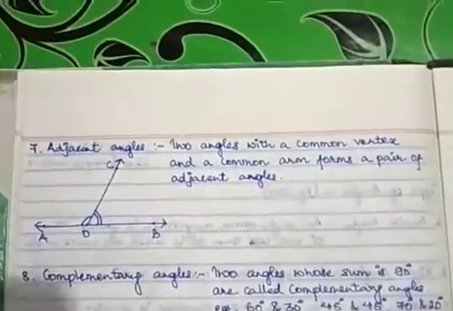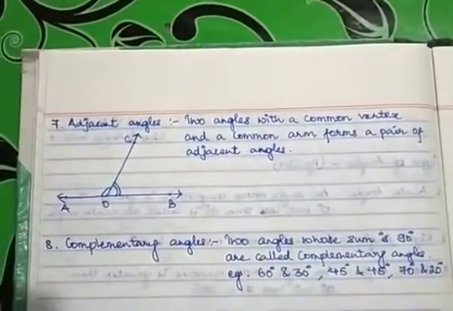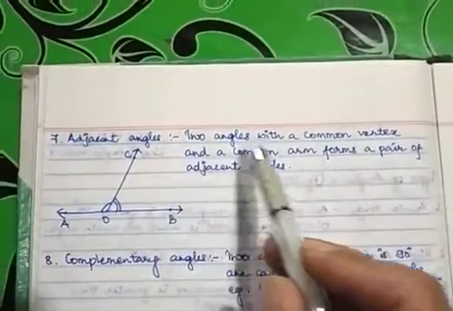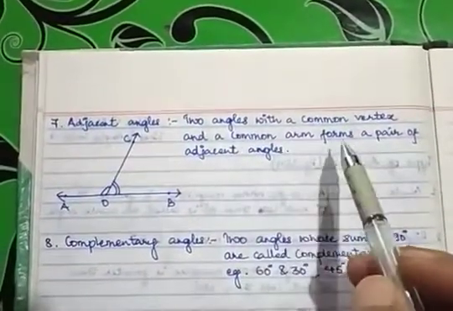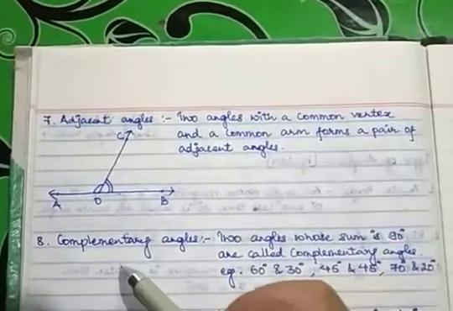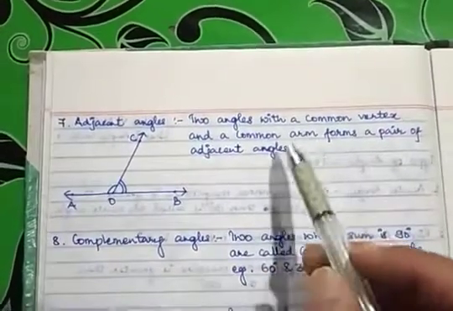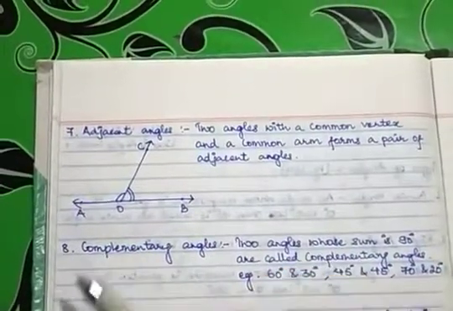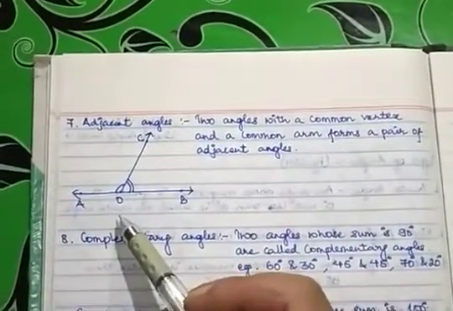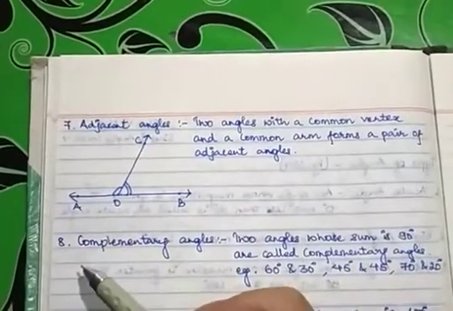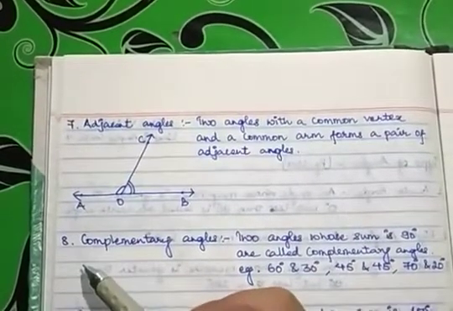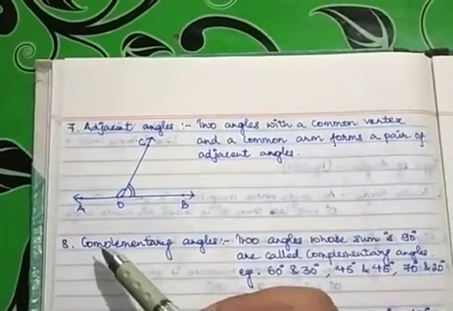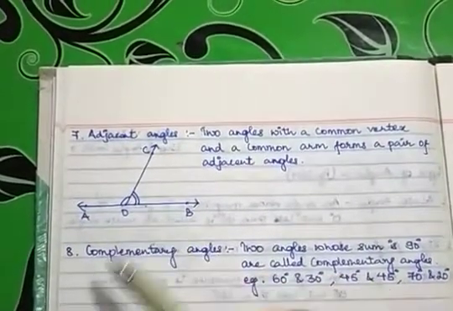Okay, now after that comes adjacent angles. For adjacent angles, two angles with a common vertex and a common arm form a pair of adjacent angles. So what does adjacent angles actually mean? When two angles have a common vertex and a common arm. So what is an arm actually? An arm of an angle is actually the ray, isn't it?